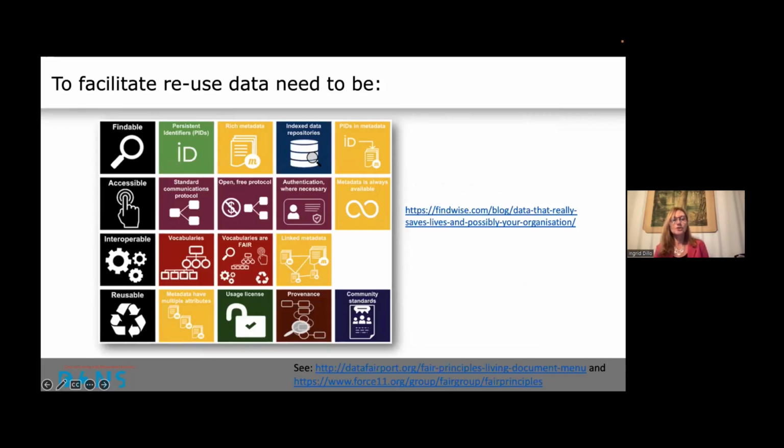The general principle Findable was further detailed, saying that if a data set is findable, it needs to have a persistent identifier attached to the data set. It should have rich metadata. It should be indexed in data repositories, etc. So through the years, the FAIR principles were further refined.